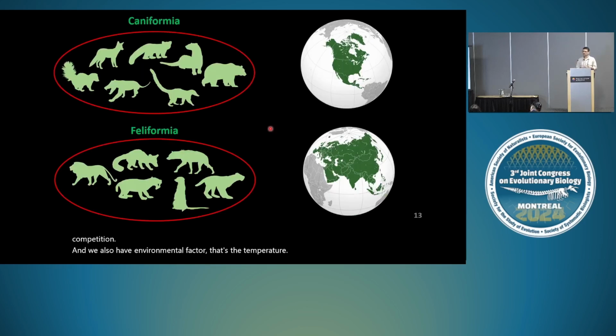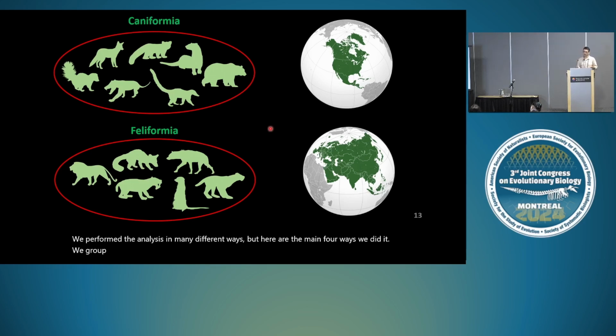We performed the analysis in many different ways, but here are the main 4 ways we did it. We grouped together all families that are part of the Caniformia suborder and performed analysis for all these species together. We did the same for all families that are part of the Feliformia suborder. And we also did the same for all families living in North America and also in Eurasia. And just a disclaimer here, we didn't use fossil records from South America and Africa because, as many of you know, fossil records there are not so good, so we didn't use them so far.